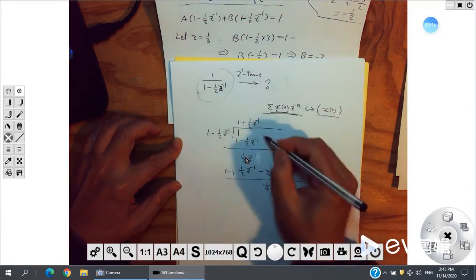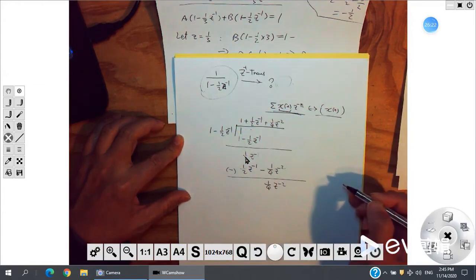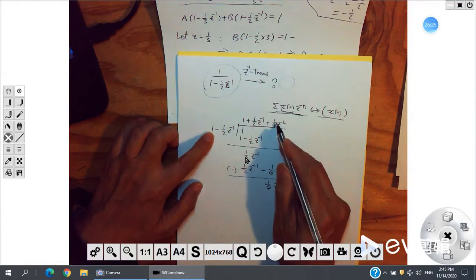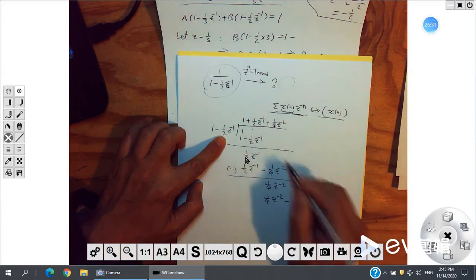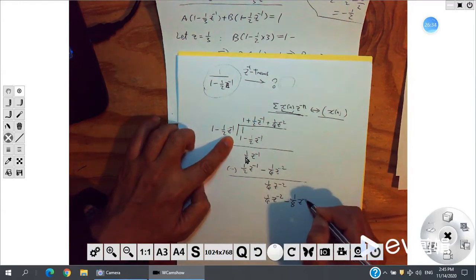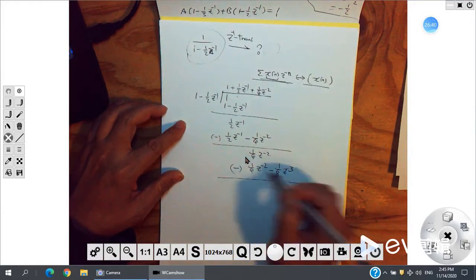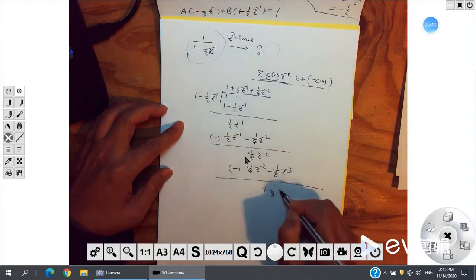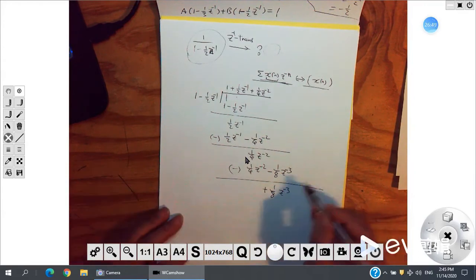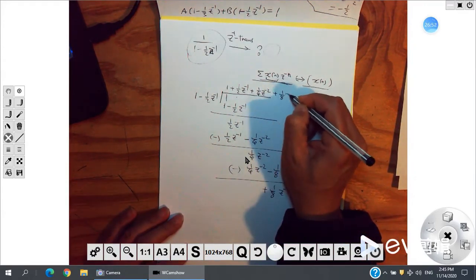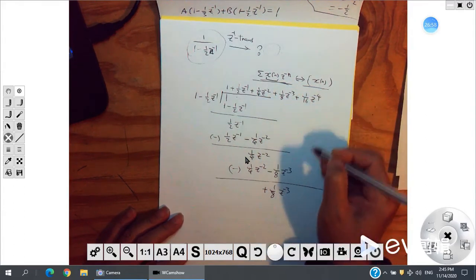Okay, then I add 1 over 4 z to negative 2 here. Then I can have this one times this one. I get 1/4 z to negative 2, and minus half times 1/4 is 1/8 z to negative 3, right? You multiply the powers together. So when you subtract these two, you get a positive 1/8 z to negative 3. Alright, now you should know the rule, right? Next will be 1/8 z to negative 3, and then 1 over 16 z to negative 4 will follow, and so on.